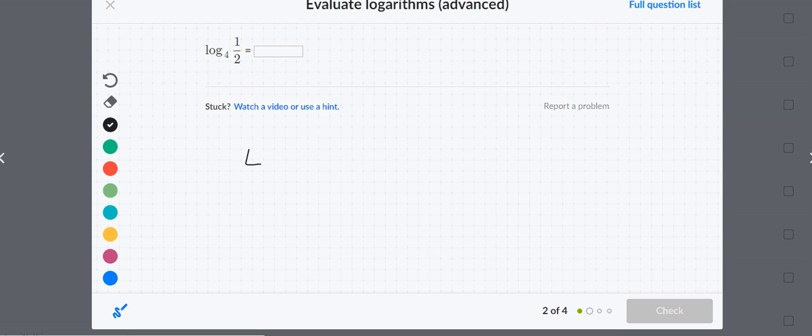All right, let's do one more, and we'll call it good. This is a fun one. 4 to what power is equal to 1/2?